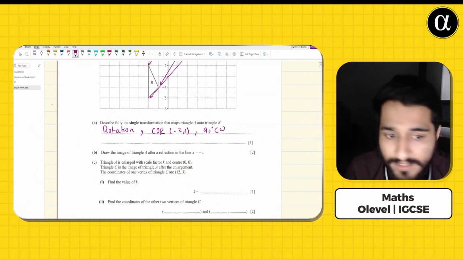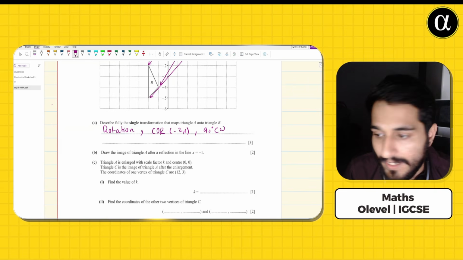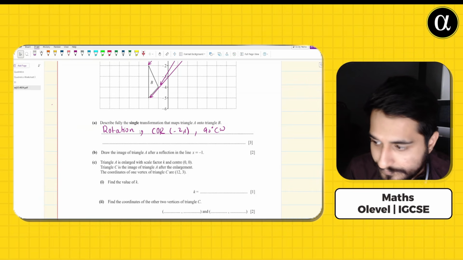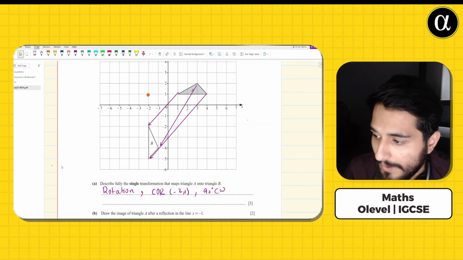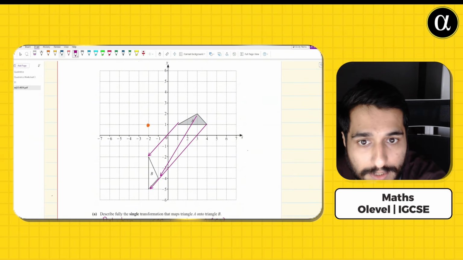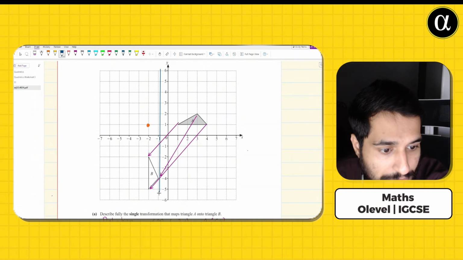Let's read the next part. The next part says that we are supposed to draw the image of triangle A after reflection in the line x is equal to -1. Now, what exactly is x is equal to -1? Let's see. Now, x is equal to -1 is a line which is drawn vertically at -1. So it will be drawn something like this. So this should be my x is equal to -1. All right, over here. This is going to be my x is equal to -1.